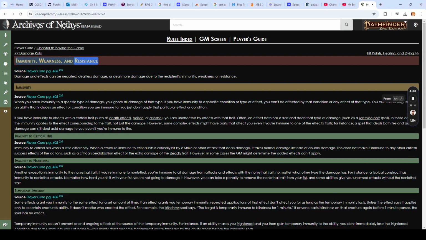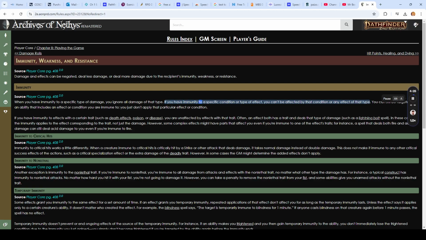Immunity, weakness, and resistance. Source: Player Core page 408. Damage and effects can be negated, deal less damage, or deal more damage due to the recipient's immunity, weakness, or resistance. Immunity. Source: Player Core page 408. When you have immunity to a specific type of damage, you ignore all damage of that type.